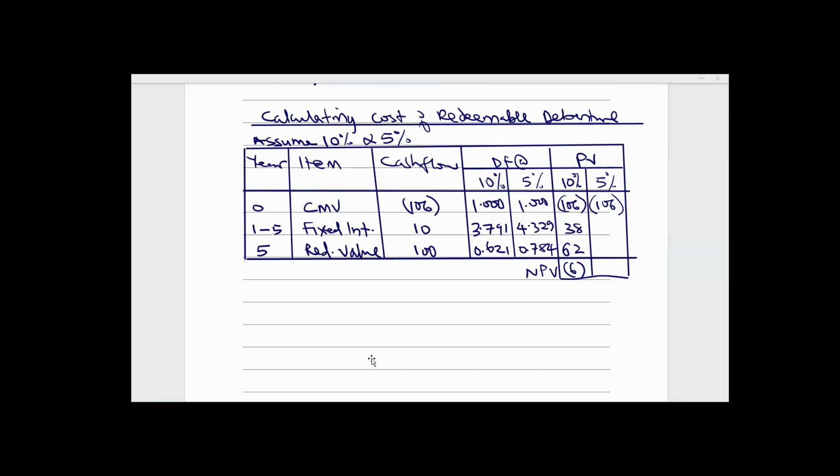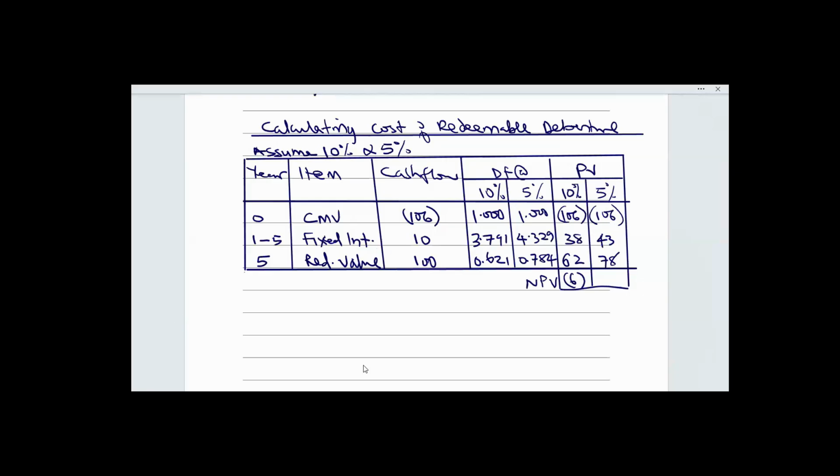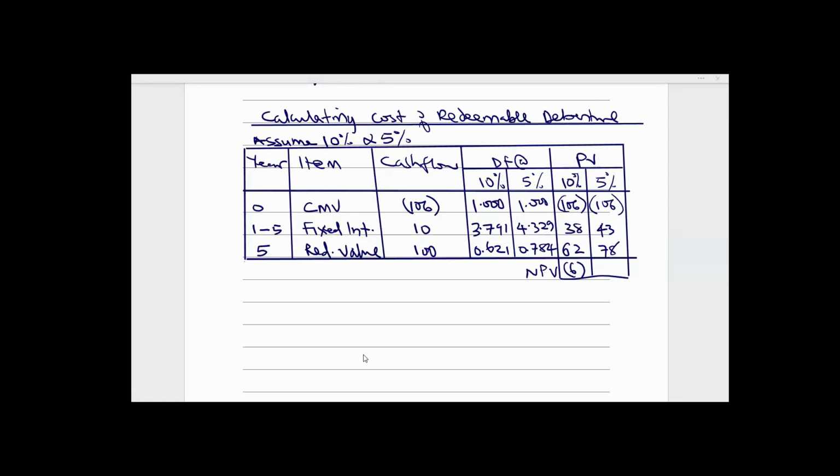We then multiply to get the present value. Here will be 43. 10 multiplied by 4.329 will give us 43, rounding. Then here, 100 multiplied by 0.784 will give us 78. All right. So 78 plus 43 equal, that's 121, minus 106 equal 15. So we assume 10%, we got a negative NPV of 6. We then reduce to 5%, you get a positive NPV of 15.